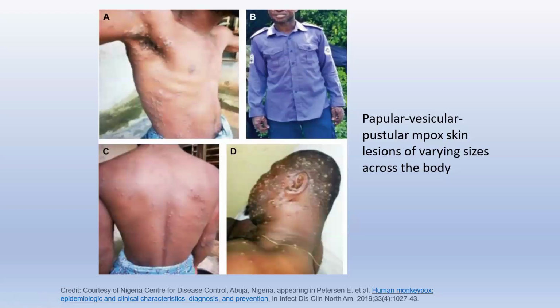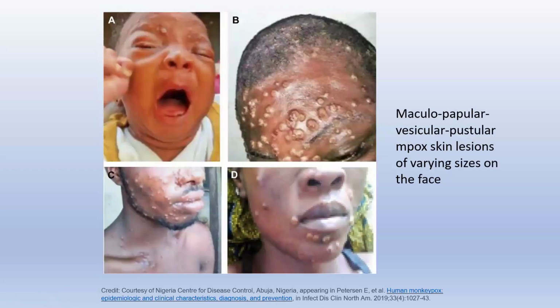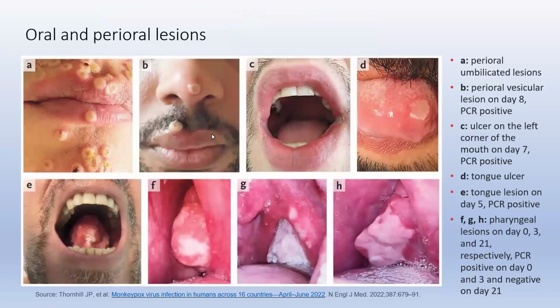Looking at the lesions, as you can see in this patient, it is a papular, vesicular, pustular lesion, which can pretty much occur anywhere in the body. If you look at the face, where it tends to begin, it looks like this. You can see some are pustules, some are papules. It can occur in the mouth. As I've said, these are pustular lesions on the face, in the mouth, on the tongue, as you can see, also on the oropharynx.